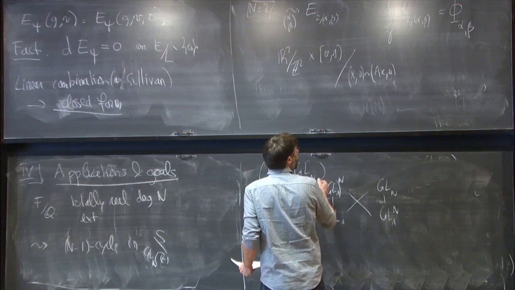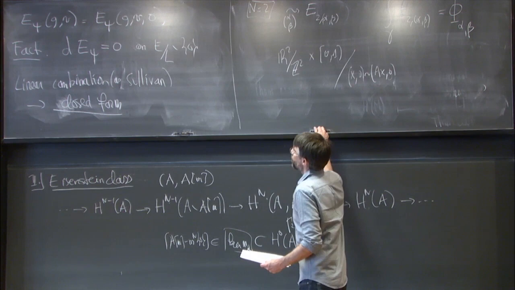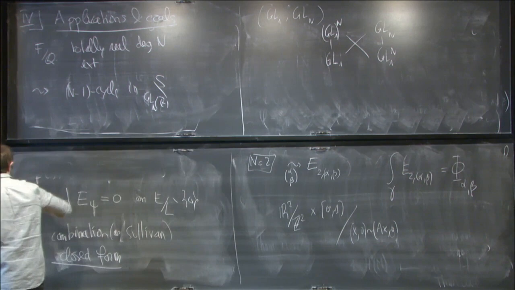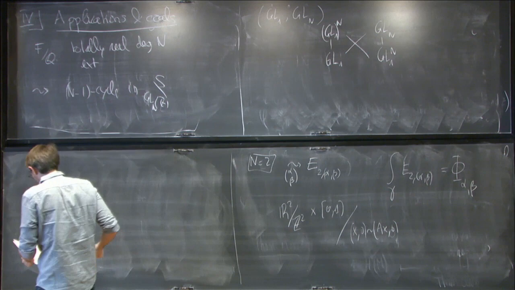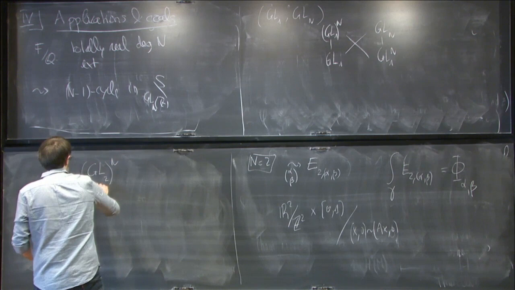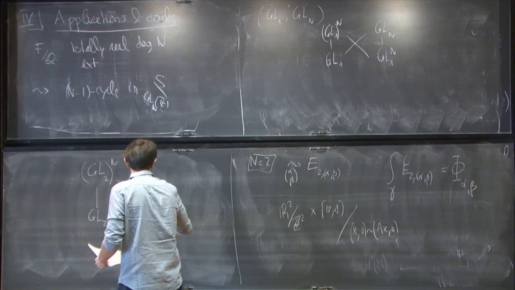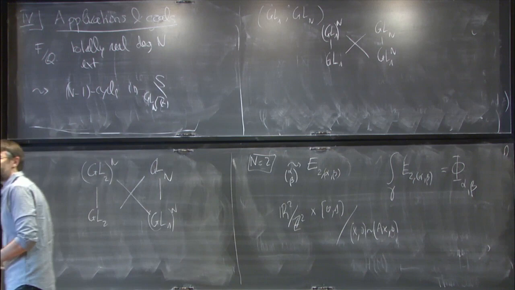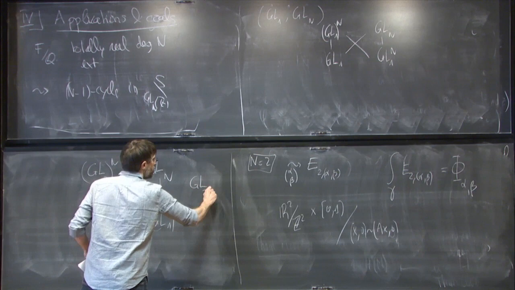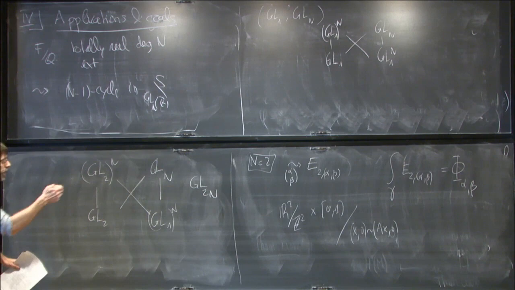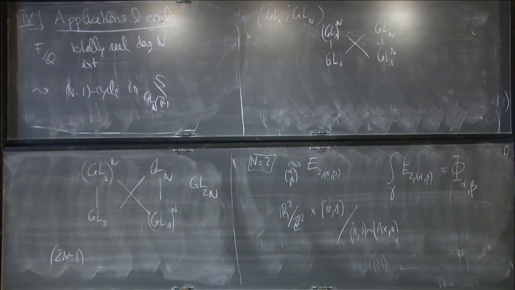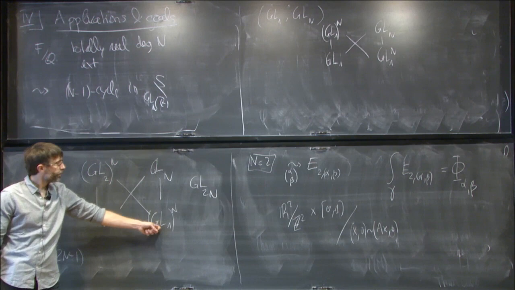And to end with something else, I want to mention the first seesaw, which I find very attractive to consider. It is the following. So it sits inside GL2(R). You consider this seesaw, which is inside the big ambient group GL2N. Okay? And so the class we construct, psi, is a class of degree 2N minus 1.